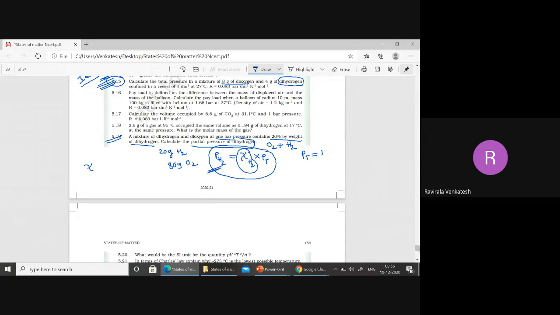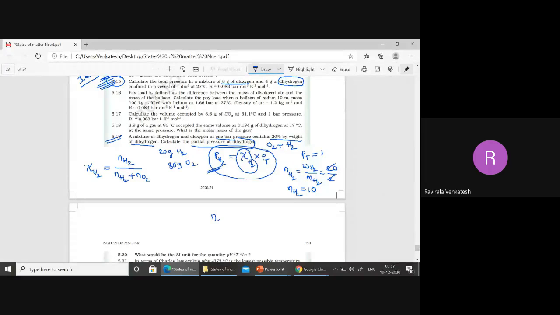Mole fraction of hydrogen is equal to number of moles of hydrogen divided by total number of moles. Total number of moles means number of moles of hydrogen plus number of moles of oxygen. Now, is it possible to calculate this? Number of moles of hydrogen is equal to weight of hydrogen divided by molar mass of hydrogen. The weight taken is 20. Molar mass of dihydrogen is 2. The 2 gets cancelled. We get 10 moles. Number of moles of hydrogen is 10 moles.